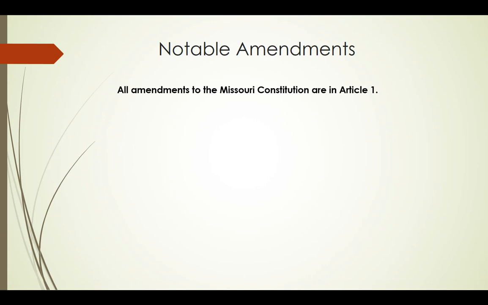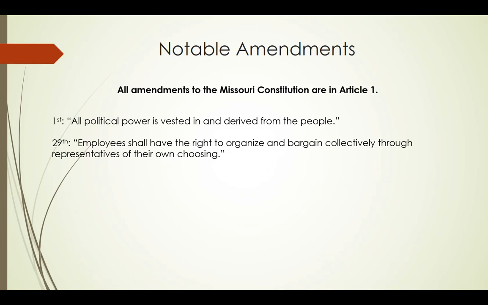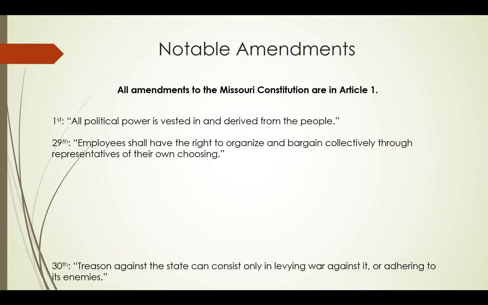All amendments that are added to the Constitution are not added on like in the United States Constitution, where you just add them on as additional amendments. Instead, they're shoved into Article 1, which is all amendments. Like the first amendment in Article 1 says that all power is vested in and derived from the people. The 29th says that people have the right to organize and bargain collectively. So this talks about unions, and we'll talk about unions a little bit later.